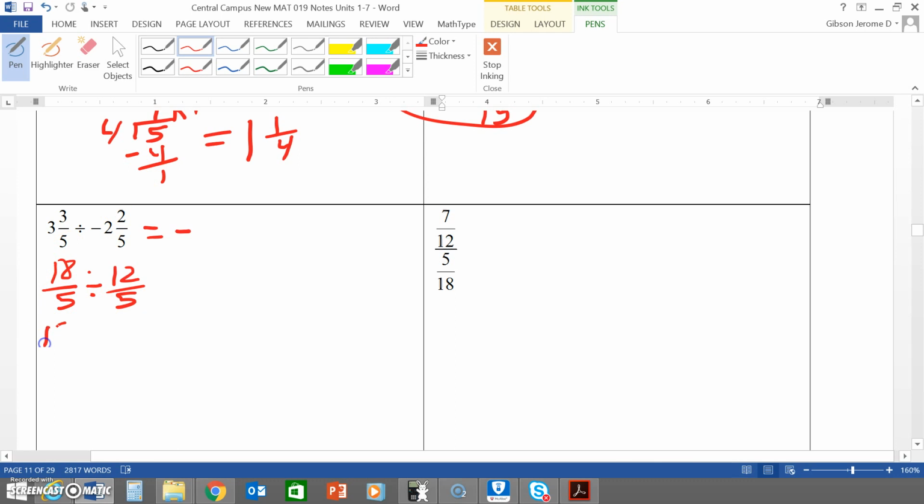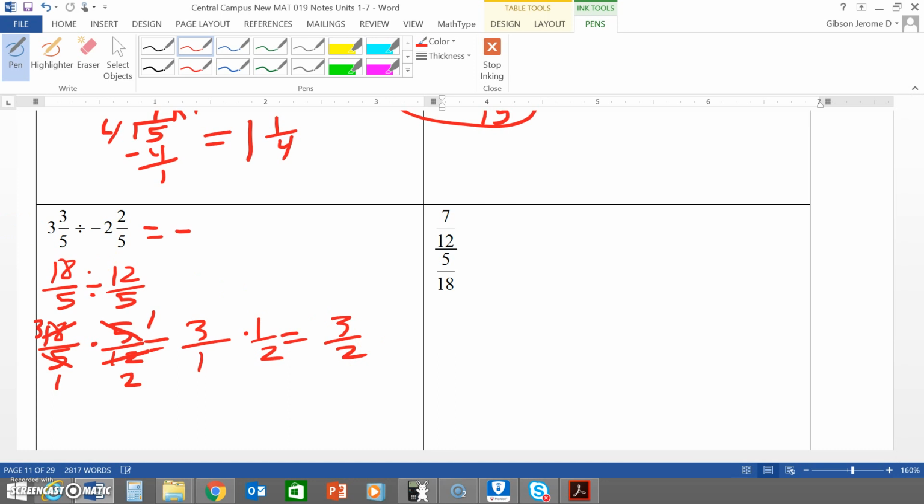Now, this first fraction will remain the same. Division will become multiplication, and you will take the reciprocal, or flip, that second fraction. So now we can simplify before we multiply. 5 goes into 5 once, 5 goes into 5 once. 6 goes into 18 3 times, and 6 goes into 12 twice. So it'll be 3 over 1 times 1 over 2. So then this will give us 3/2.